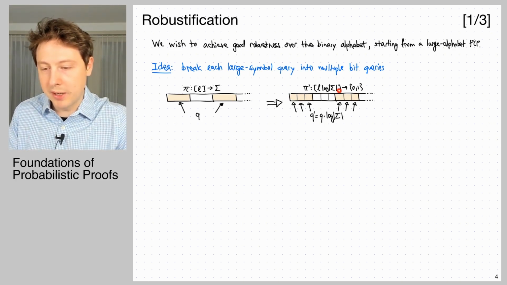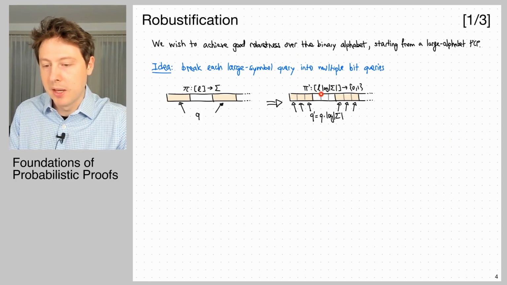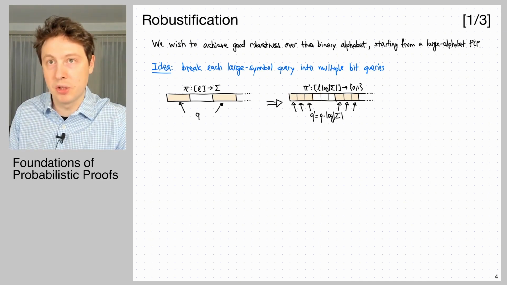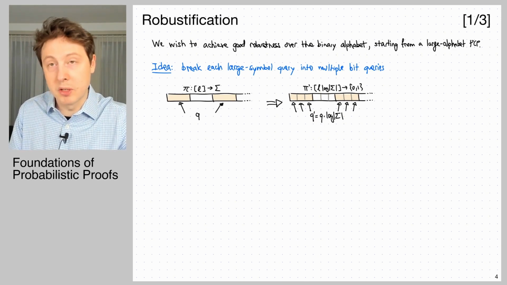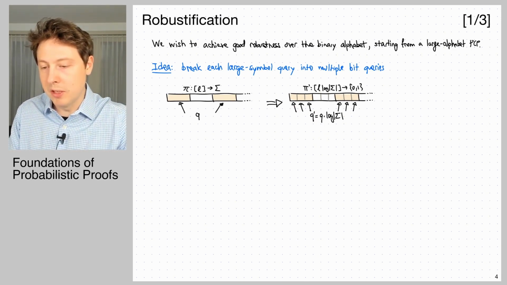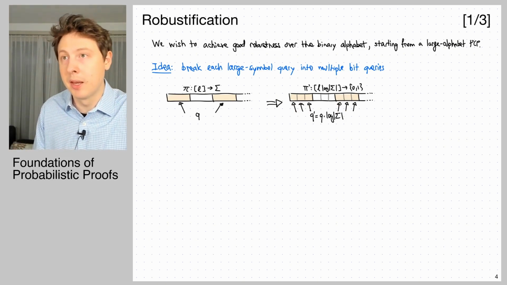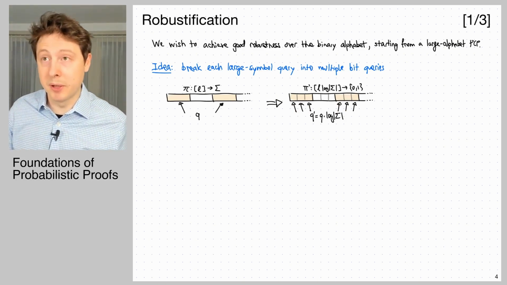So my proof length over this new alphabet will grow by a factor of log of the size of the alphabet, because I need log bits to represent each symbol. Of course, my query complexity will grow correspondingly, and I will have to make each of these bit queries one at a time. This is just a straw man to study.